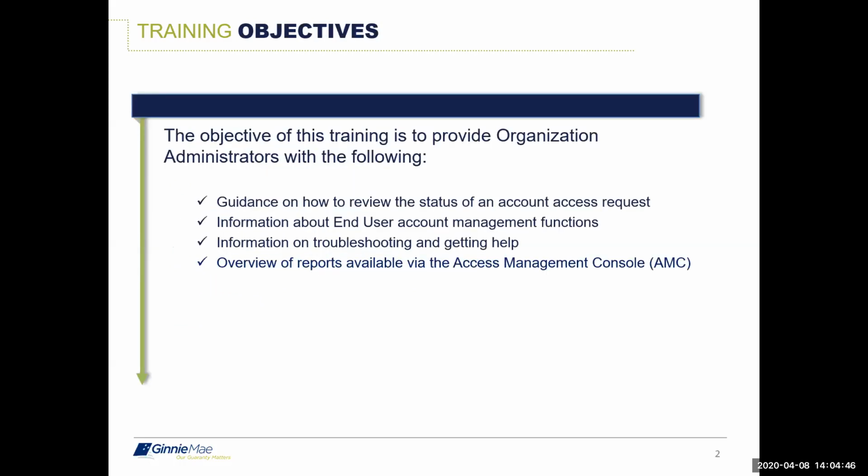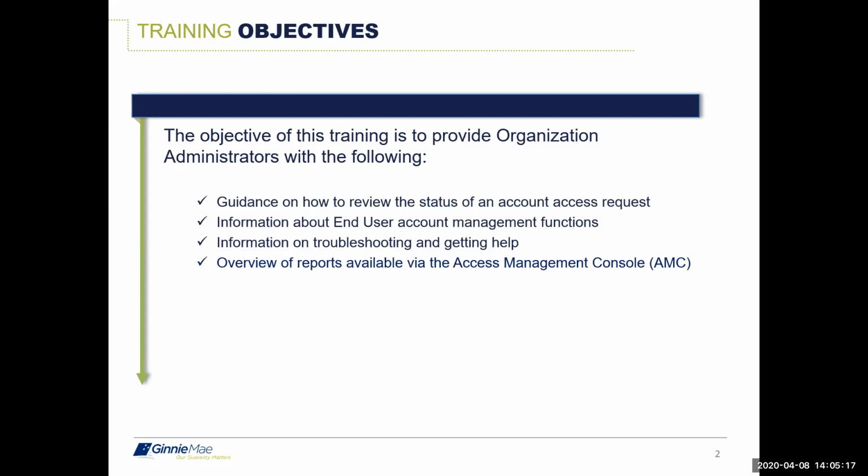So this again is the third training in the series, but the second targeting our organization administrators. Previously, we worked with you on how to onboard end users into the portal, create those accounts and assign those functional roles. Today's purpose is a bit different. Today, we're going to provide you guidance on how to review the status of an account access request. So if you've made the initial request for a functional role, but it has not yet been approved, how do you find out the status of that request?